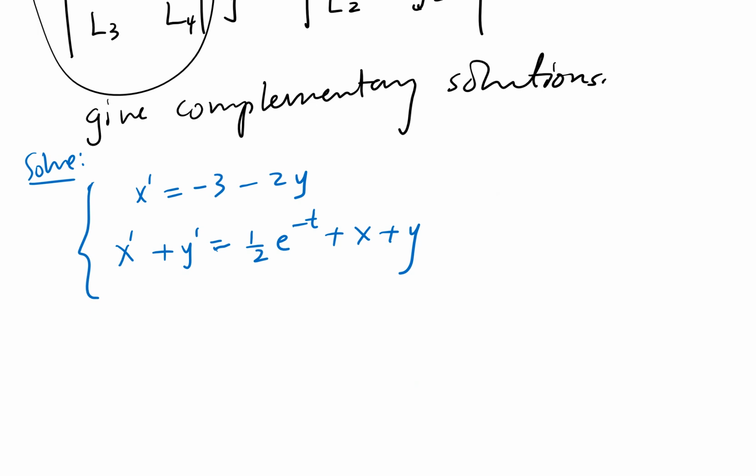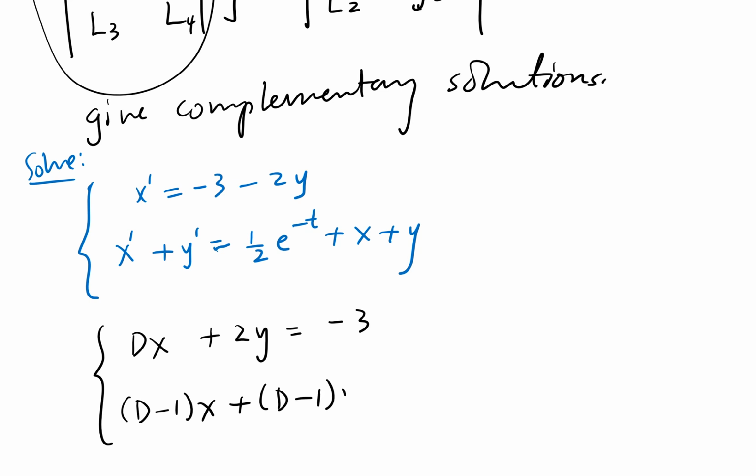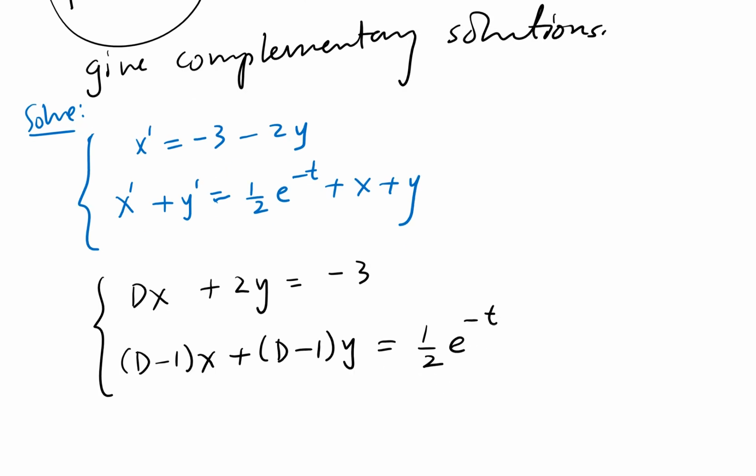So first, as always, we rewrite this in terms of the operators. So Dx, bring the 2y to the left side, equals negative 3. And then we have a Dx, and there's x on the other side. So you move it to the left or subtract it, you get (D minus 1)x. And for y prime is D, and there's another y on the right side. y equals 1/2 e to the negative t.